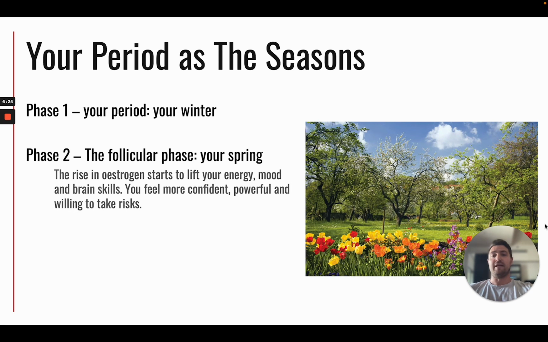Phase 2, the follicular phase, which is your spring. So the rise in estrogen starts to lift your energy, your mood, and your brain skills. You start to feel more confident and powerful and willing to take risks. So if we go back to that image we showed of the menstrual cycle before, when those hormones start to rise, this is when you start to feel better, more energetic, and confident and powerful. This is often when you'll feel good in the gym as well, because you'll feel stronger and more confident about going heavier in the weights or pushing your speed faster on a run or something like that. This is when you're going to feel good.